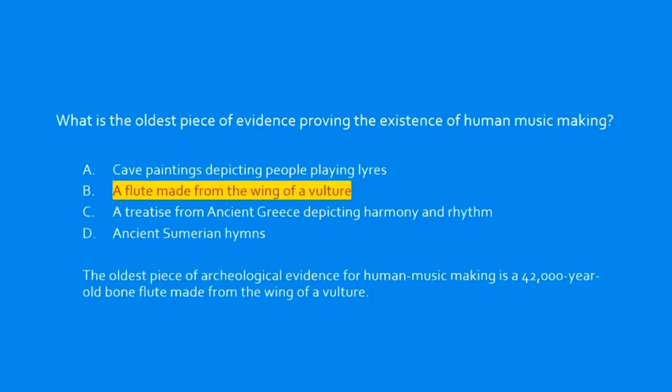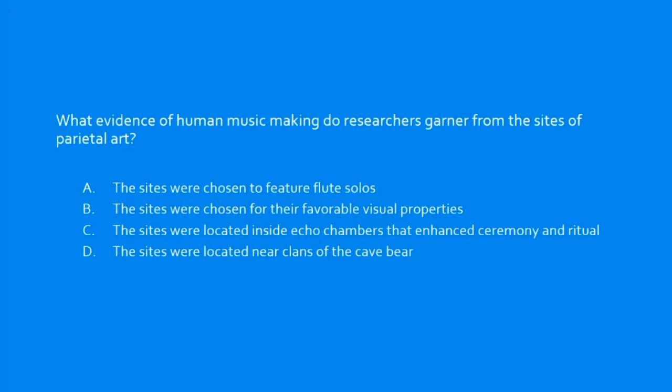It's B, a flute made from the wing of a vulture. The oldest piece of archaeological evidence for human music making is a 42,000-year-old bone flute made from the wing of a vulture.